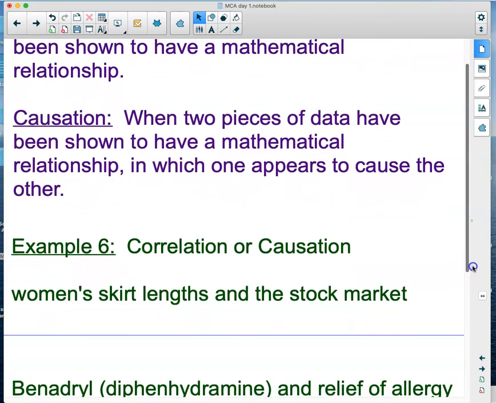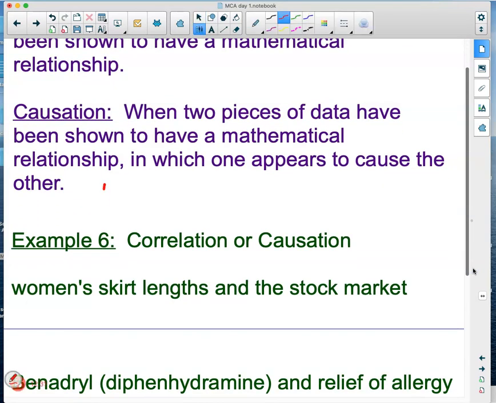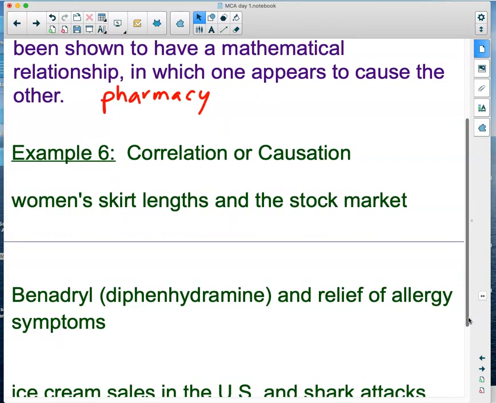So this would be an instance where I think about things that come from the pharmacy. You give the medication and the desired effect occurs, the relief of symptoms occurs. That's causation, when you actually see one is making the other happen. Unfortunately, there are a lot of situations where, yes, there is a mathematical correlation, but no, they don't cause each other. So in example 6 here, we want to know, is this correlation or causation?